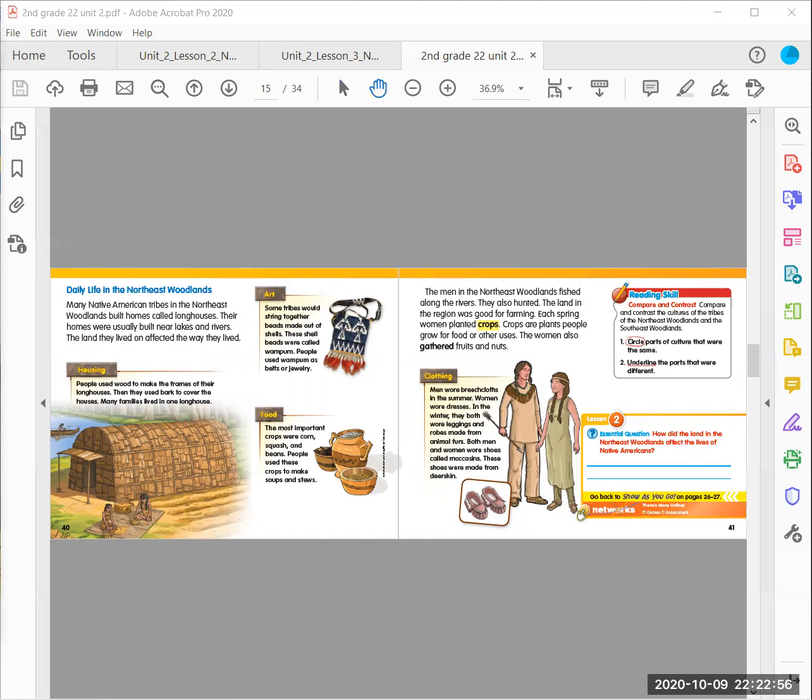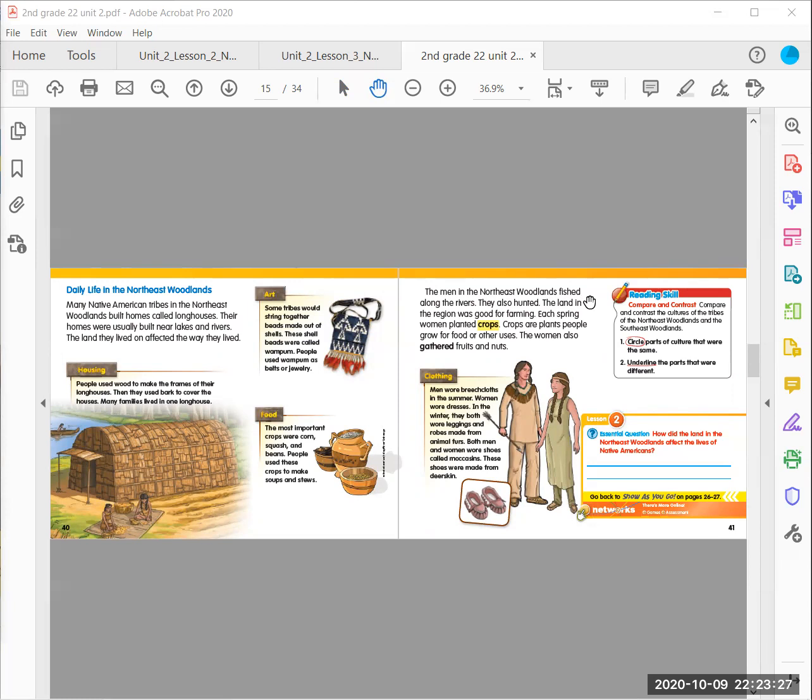Daily life in the Northeast Woodlands. Many Native American tribes in the Northeast Woodlands built homes called longhouses. Their homes were usually built near lakes and rivers. The land they lived on affected the way they lived. The men in the Northeast Woodlands fished along the rivers. They also hunted. The land in the region was good for farming.